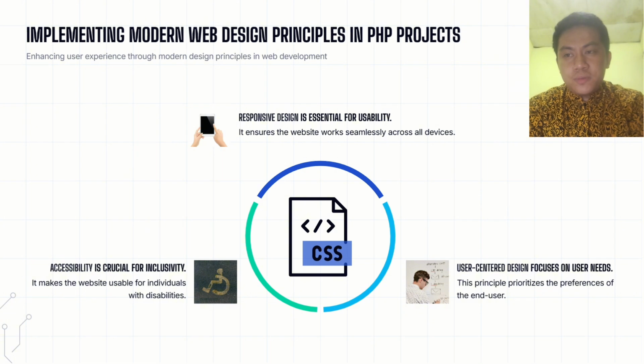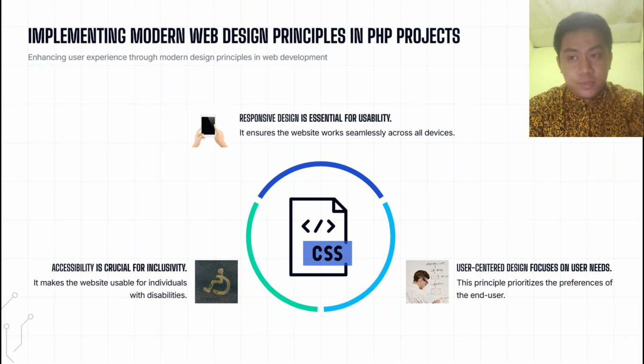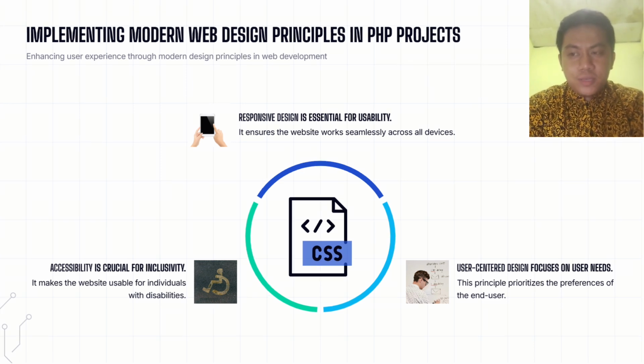One is responsive design is essential for usability. It ensures the website works seamlessly across all devices. 2 is user-centered design focuses on user needs. This principle prioritizes the preferences of the end users. And 3, accessibility is crucial for inclusivity. It makes the website usable for individuals with disabilities.